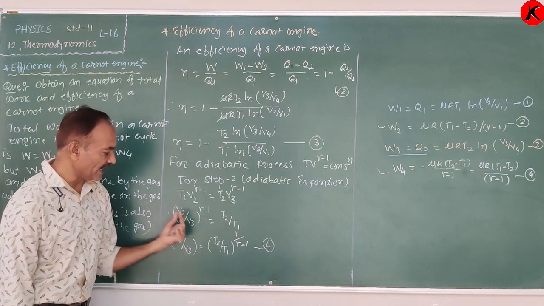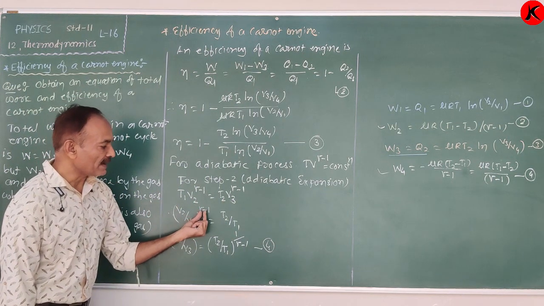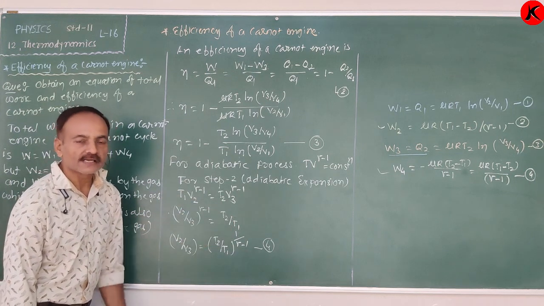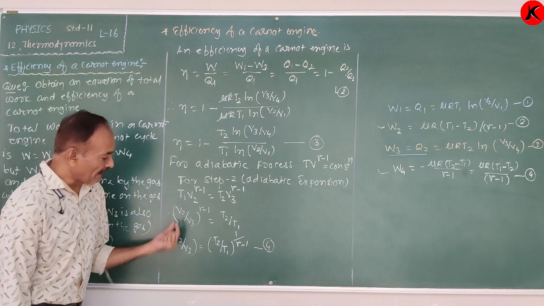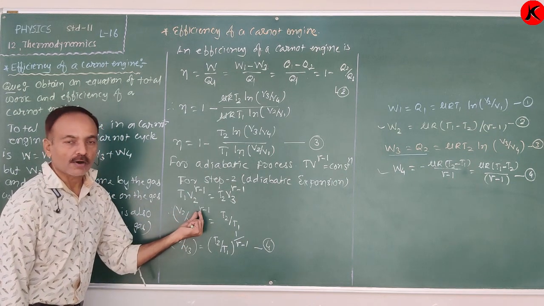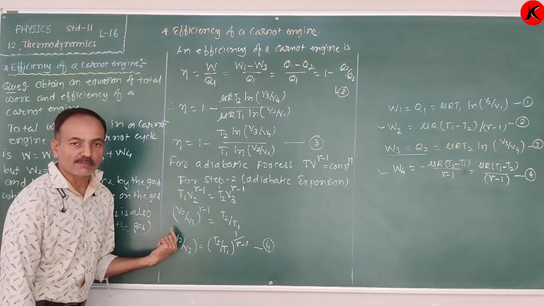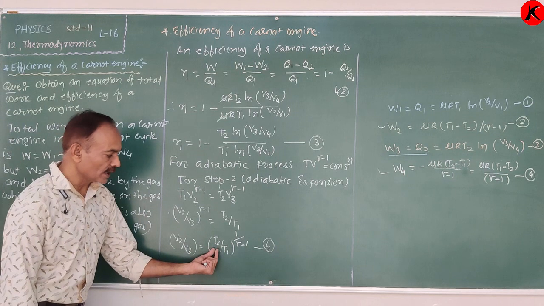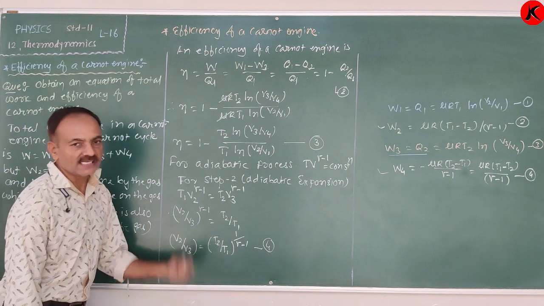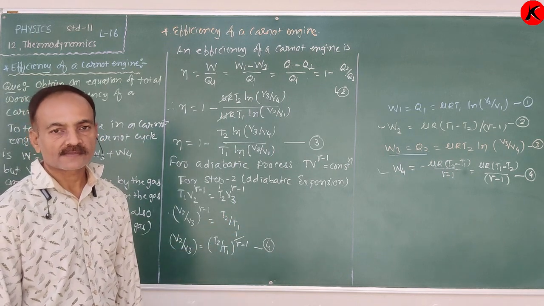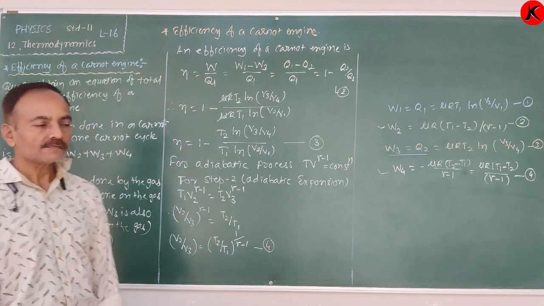Take the V3 to this side: V2 upon V3 to the power gamma minus 1 is equal to, taking T1 to this side, T2 upon T1. Here the power of V2 upon V3 is gamma minus 1. Taking the root of power gamma minus 1 on both sides, therefore V2 upon V3 is equal to T2 upon T1 to the power 1 upon gamma minus 1. That is equation 4.